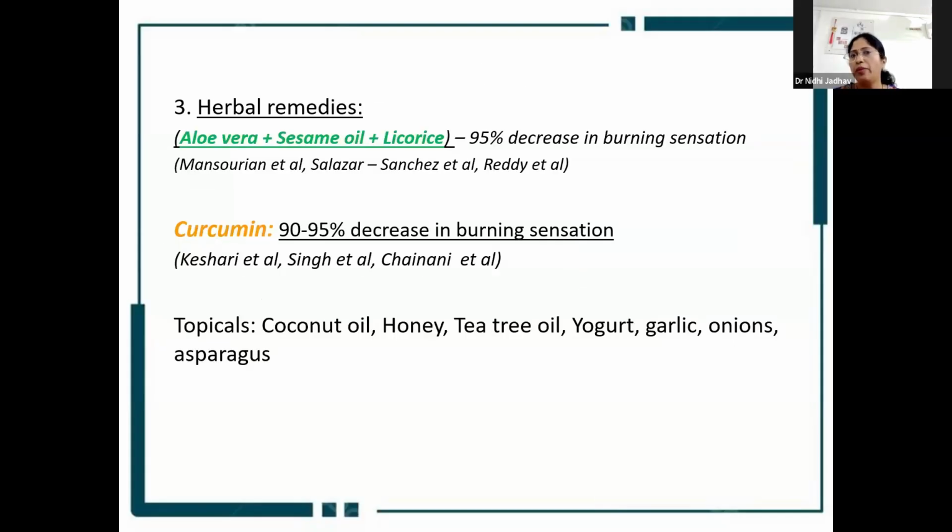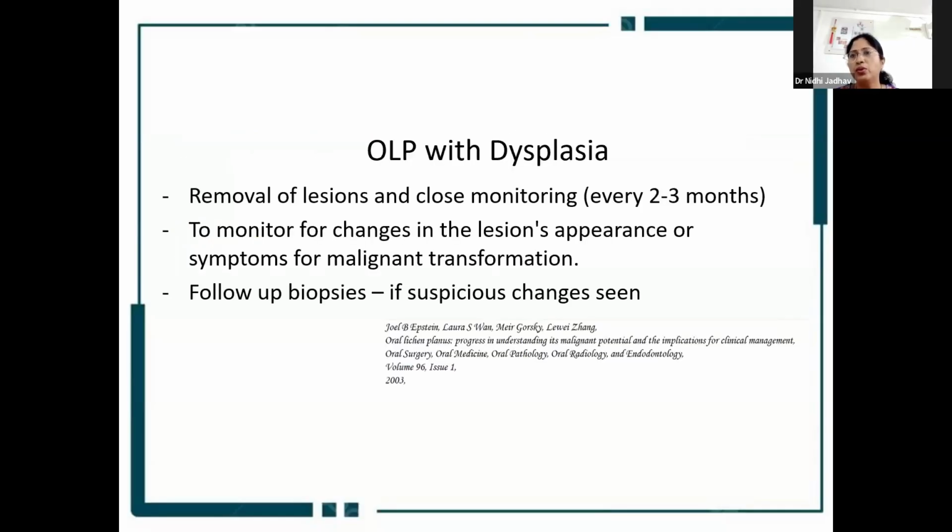Next. Now, a combination of aloe vera, sesame oil, licorice has been found to decrease 95% of burning sensation. Curcumin in itself has also been found to decrease almost 90 to 95% of the burning sensation in patients. There are a few other topicals that can be used and are very handily available in the house, like coconut oil, honey, tea tree oil, yogurt. Now, we are almost at the end of the presentation.